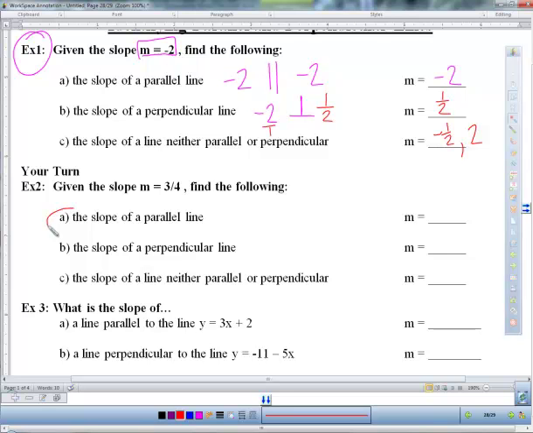Now, do these three questions right here about the slope positive 3/4, and then answer these questions. What is the slope of a line parallel to a line with this equation, and a line that's perpendicular to a line with this equation?